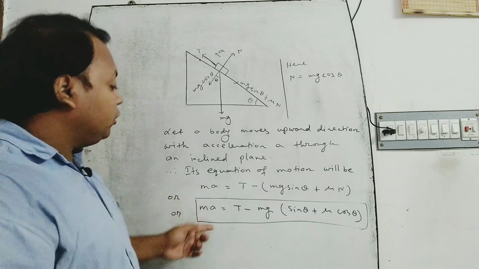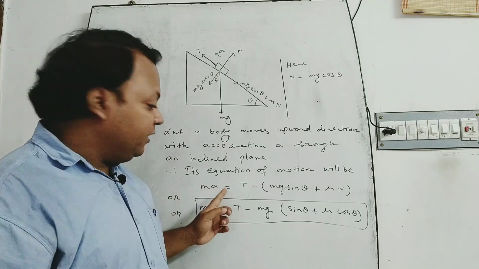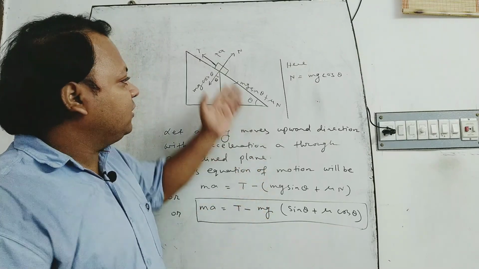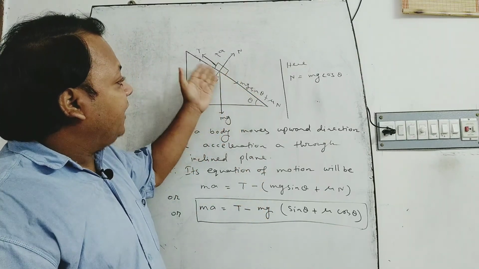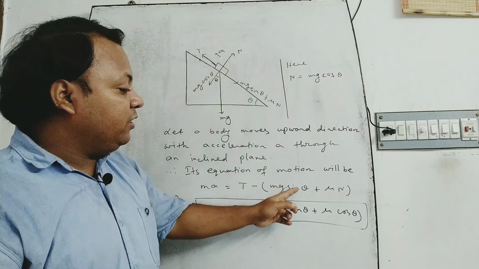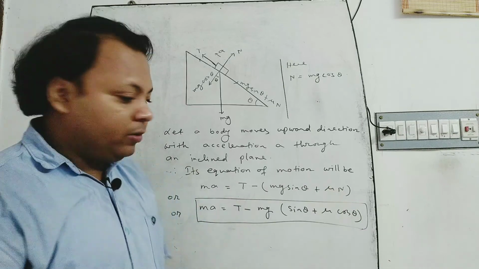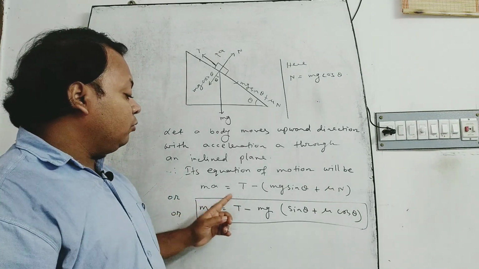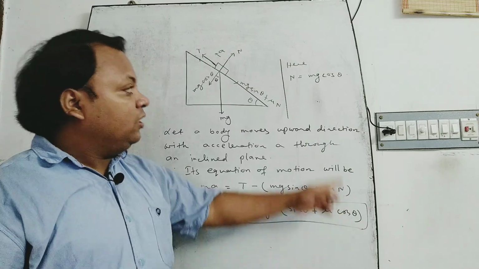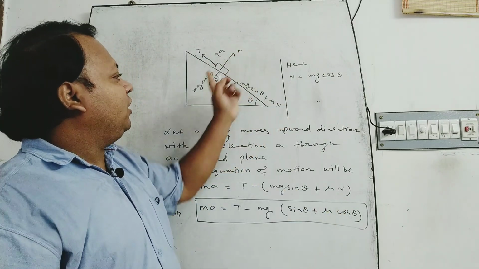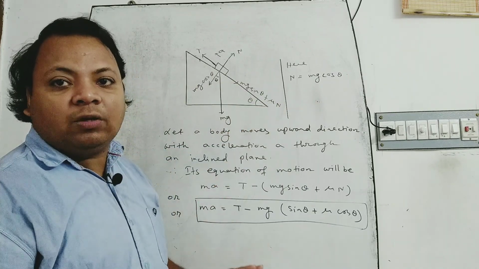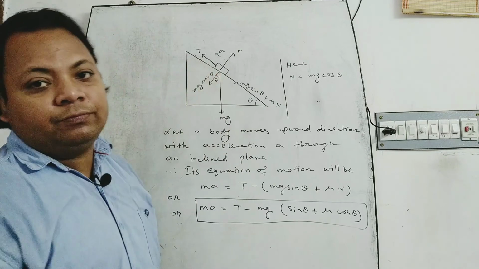Therefore the equation of motion will be ma, that is the resultant force, is equal to T, that is the applied force, minus the forces which act against the applied force, that is mg sin theta plus mu into N. This gives ma is equal to capital T minus mg whole into (sin theta plus mu cos theta), since here normal reaction N is equal to mg cos theta. This is the equation of motion of this body.